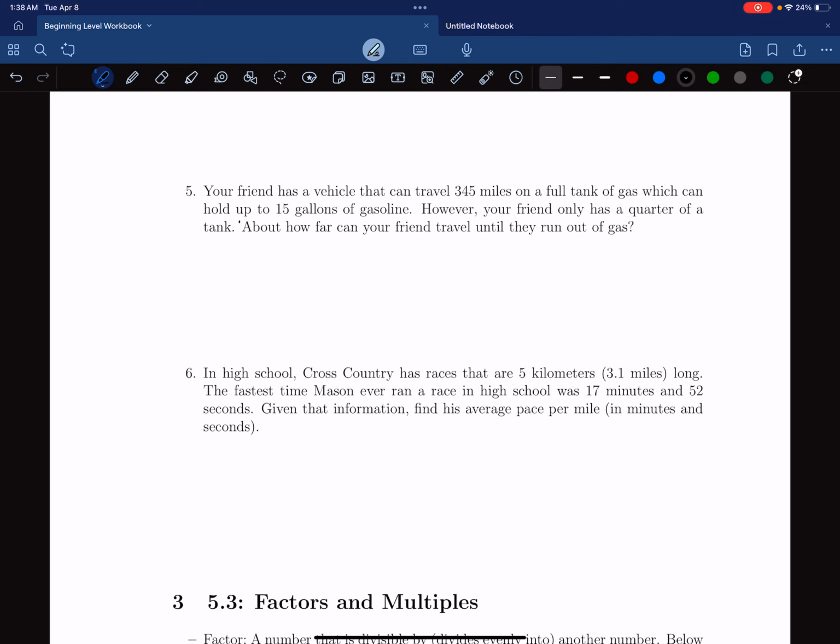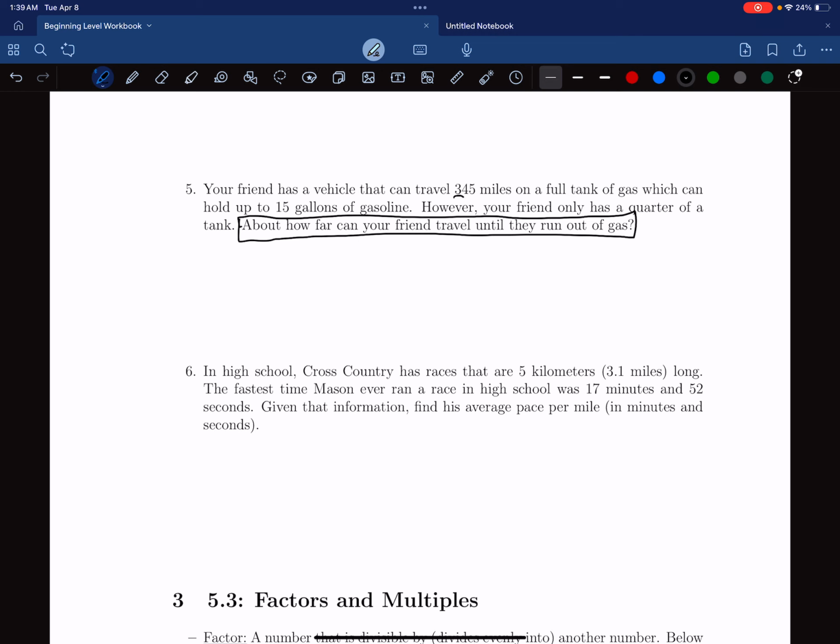So let's first box the question. How far can your friend travel until they run out of gas? Let's underline important information. So we know that the vehicle on a full tank can travel 345 miles, and that a full tank can hold about 15 gallons of gasoline. And we also know that your friend has about a quarter of a tank left. So with that being said, let's think about our first step.